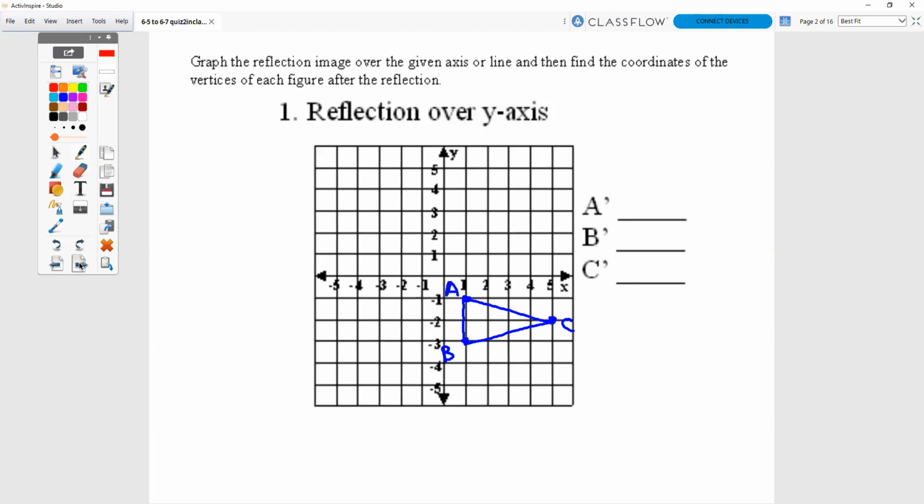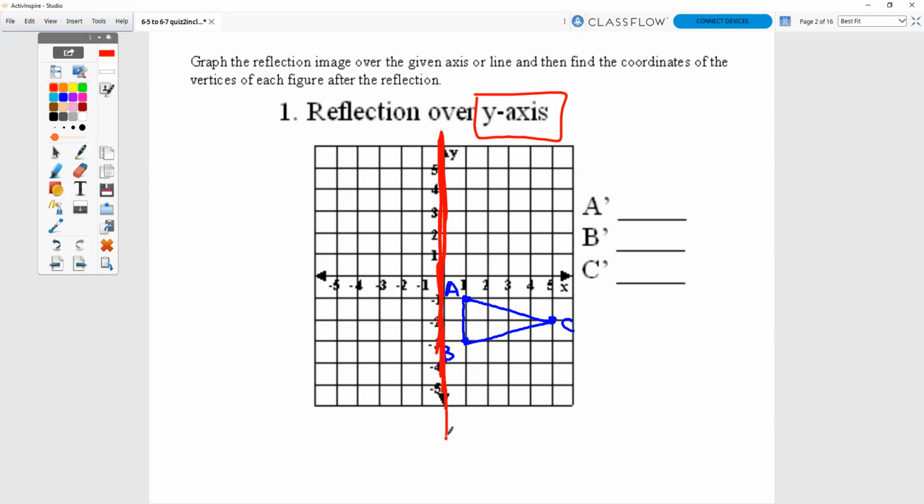Remember, a reflection is a flipped opposite mirror image, same size, same shape, it's just that flipped opposite mirror image. You want to count how many places to the line and then count the same number of places away from the line. In question number 1, you'll notice that it is a reflection over the y-axis. The first thing that I would do is make that y-axis darker. That's the line that you're counting to and the line that you're counting from.